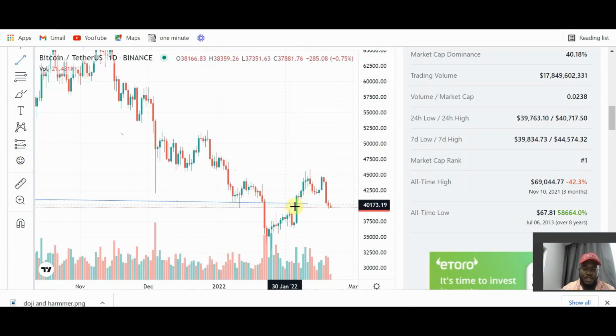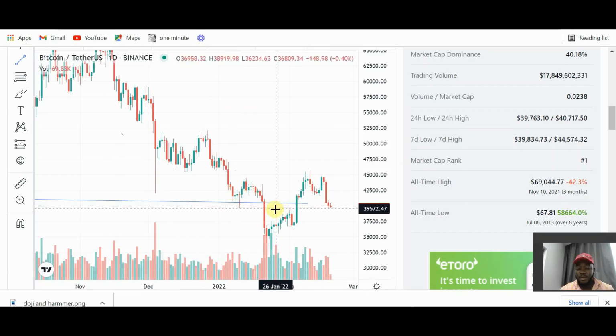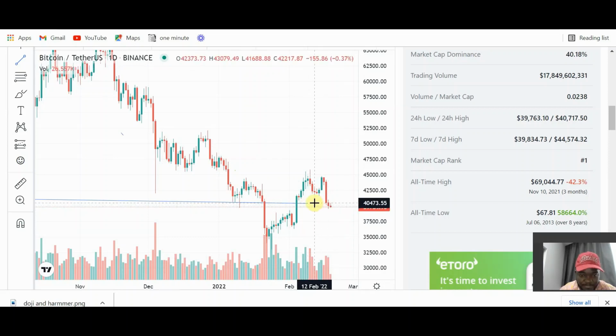If Bitcoin breaks this support that's here, when the price was here, when the price was 40k, I was saying this: if Bitcoin were able to break this support to the downside, then we are going to see a very drastic pull down on Bitcoin. I said it and it happened. Immediately Bitcoin broke this support and we started seeing 39k, 39.7k, something like that. And we're still in a critical zone because so far this support has broken.